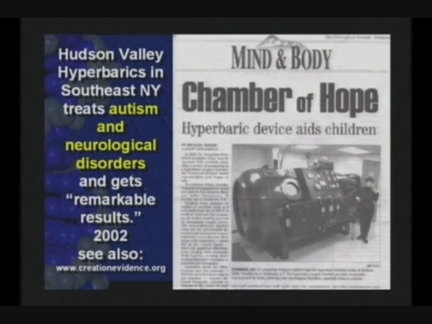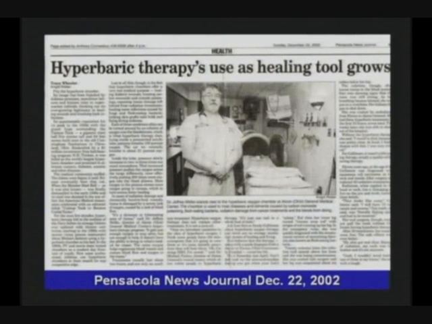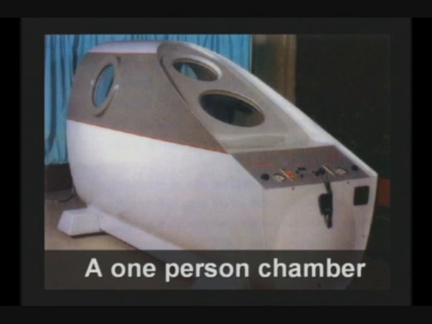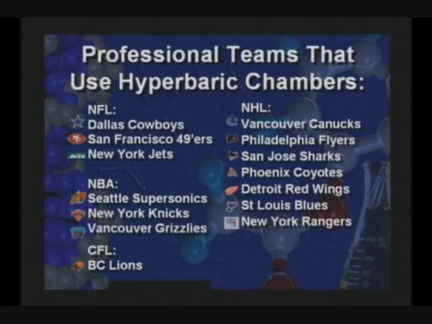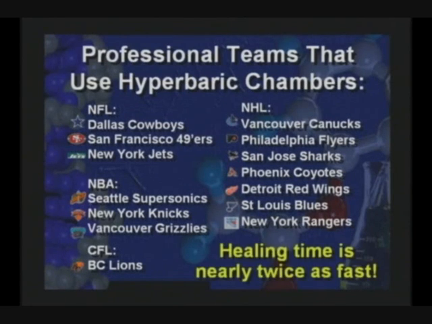Interesting. There's a chamber in New York that treats autism with hyperbaric oxygen. Hyperbaric therapies use as healing tool grows, article says. Here's a single-person chamber. Did you know the Dallas Cowboys have a hyperbaric chamber? Why would professional sports teams want a hyperbaric chamber? Well, because they've discovered their injured players will heal twice as fast. See, if you're paying the guy $1,000 a minute to go play with a ball, you want him out there playing with the ball. Okay, earning his $1,000 a minute or whatever they get.